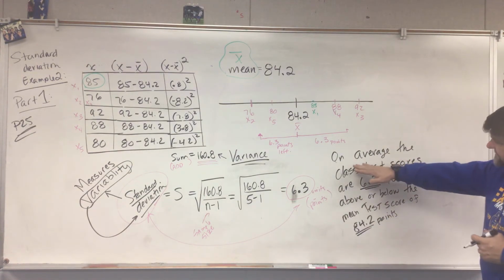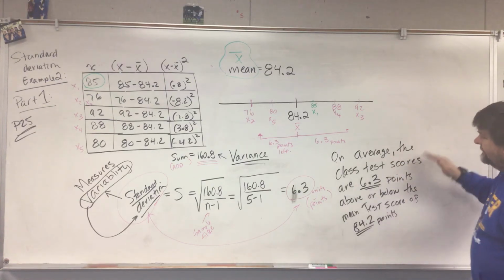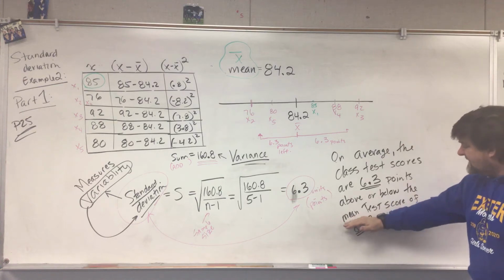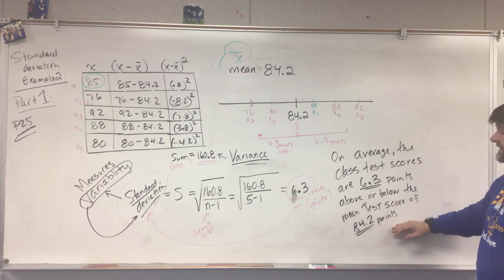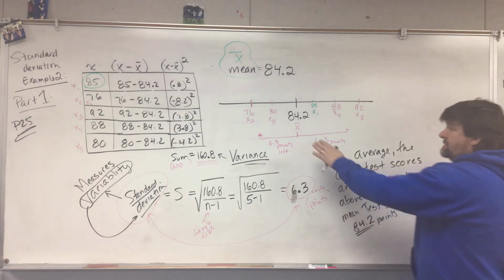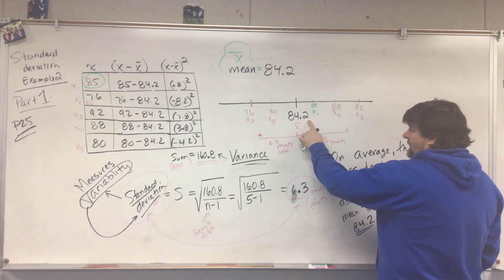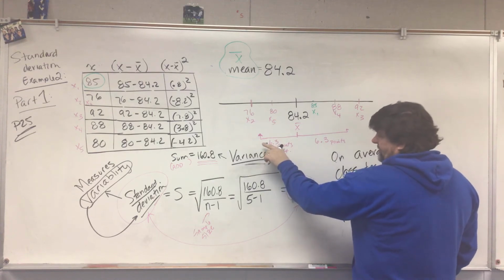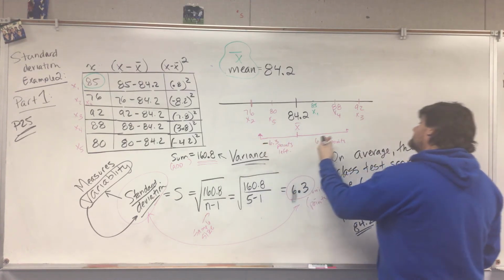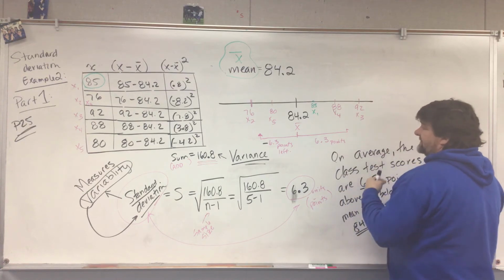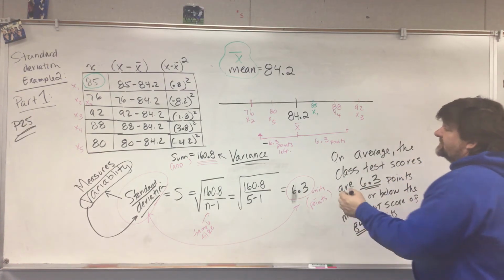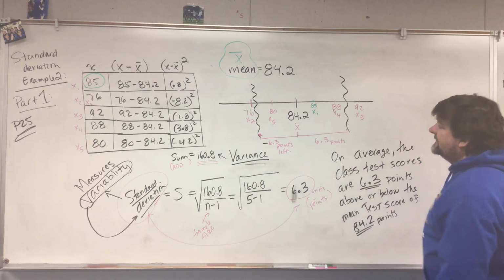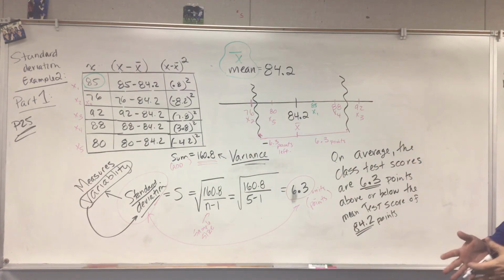Well, what are we saying with the sentence? On average, the class test scores are 6.3 points above or below the mean test score of 84.2 points. In other words, if I have a mean of 84.2, on average, it's going to be negative 6.3 points to the left and 6.3 points to the right. That's what we're saying. So a normal score is going to be in between those 2 points. That's what standard deviation means.